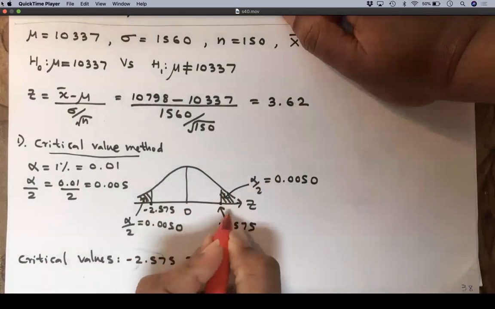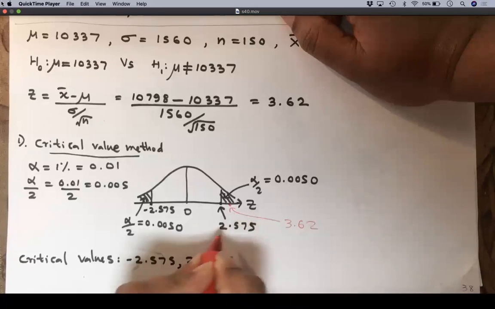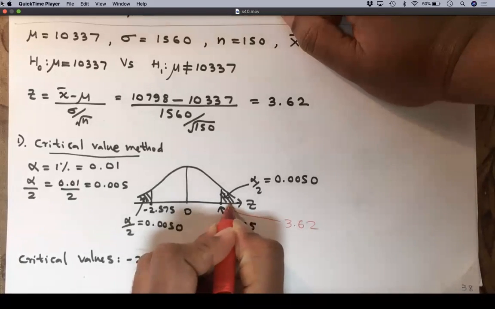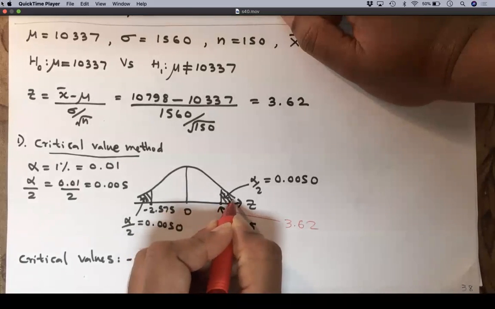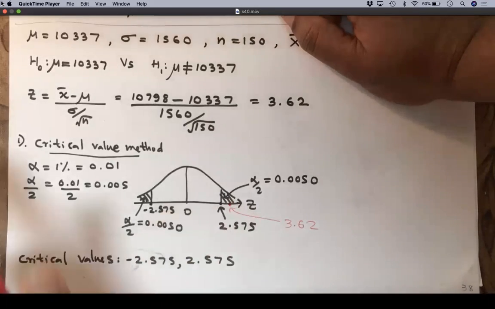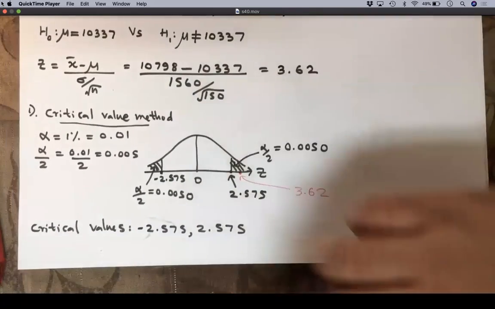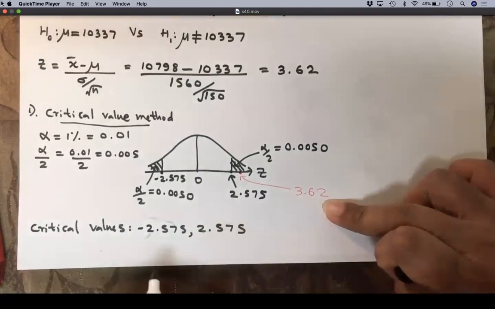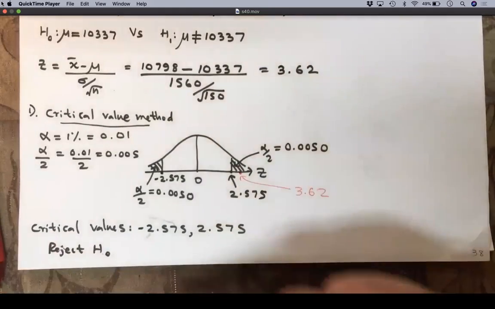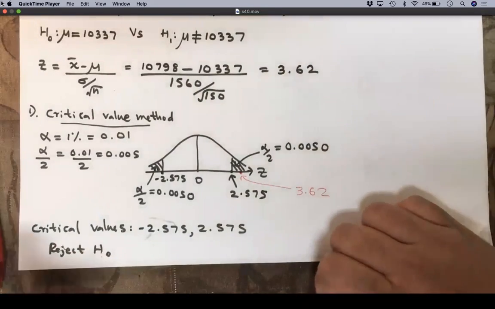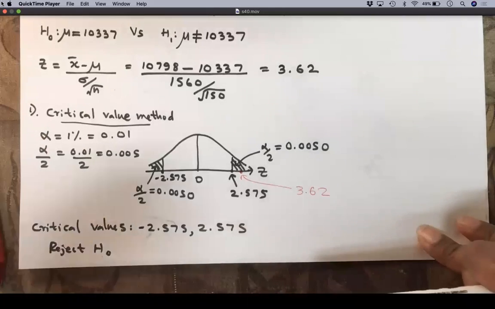So definitely your test statistic will be here, like 3.62, because if it were 2 point something, it would still be to the right of the critical value. So definitely it is in the critical region, the rejection region. So your test statistic is in the rejection region. If your test statistic is in the rejection region, it means we have to reject H naught. So that is the answer. Reject H naught.